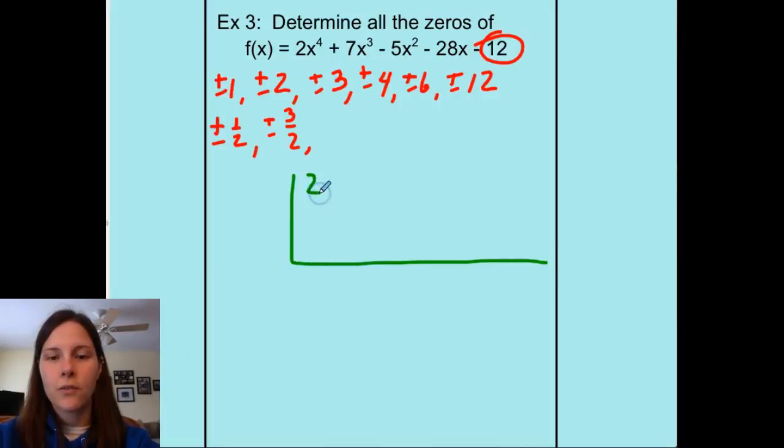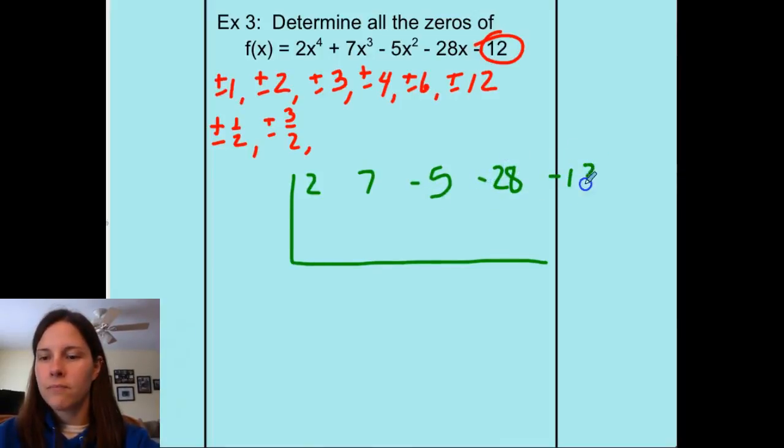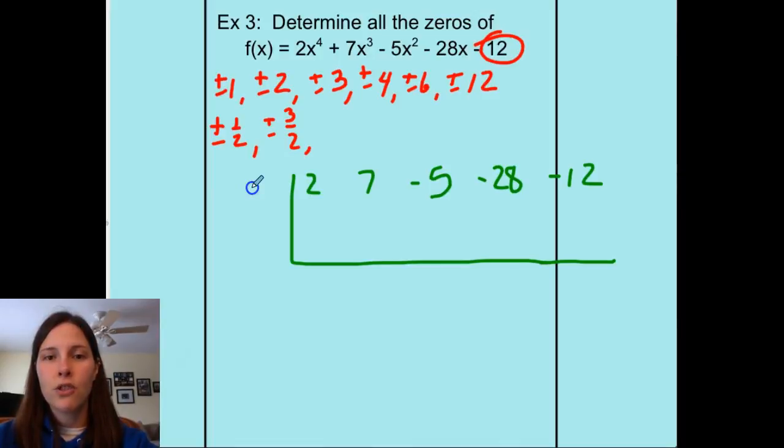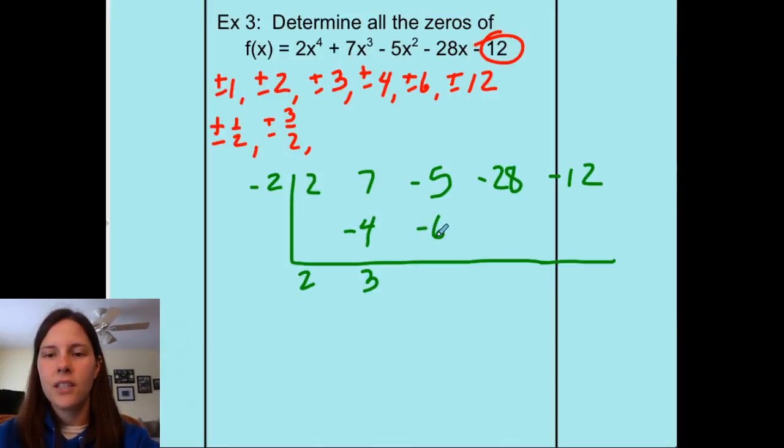Setting up our synthetic division, we have 2x to the 4th plus 7x cubed minus 5x squared minus 28x minus 12. Noticing that that minus 12 isn't huge, I want to start with a number that's fairly small, because if you start with a large number, as you multiply by that large number, you're going to get very large numbers. I'm going to try -2 on this one. Dropping our 2, multiplying by -2, adding, multiplying by -2, adding, multiplying by -2, adding, multiplying by -2, and adding.